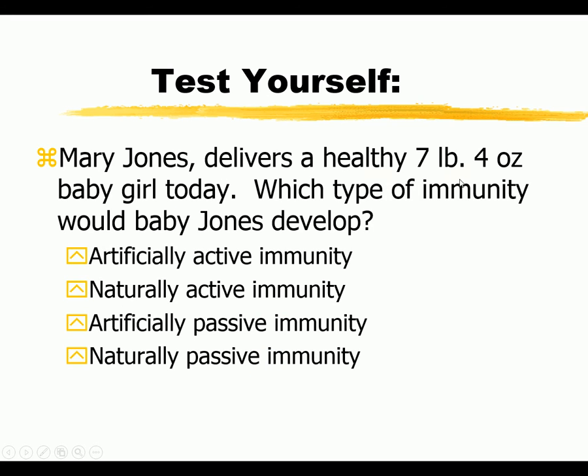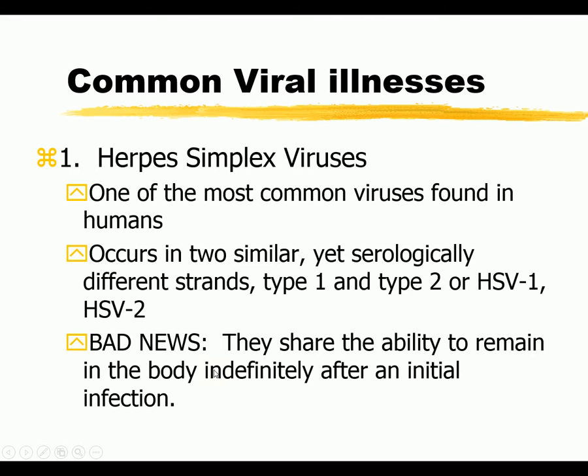Mary Jones delivers a 7-pound, 4-ounce baby girl. What type of immunity will baby Jones develop? This one would be naturally passive immunity. Passive because it's given to her through the placenta, but it's naturally occurring. So if you have problems with those, please let me know.